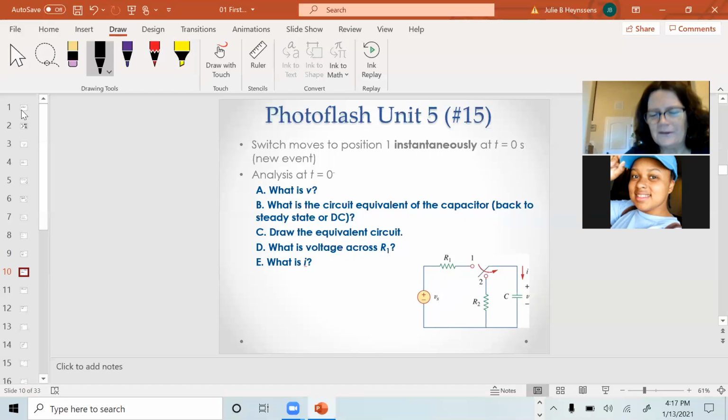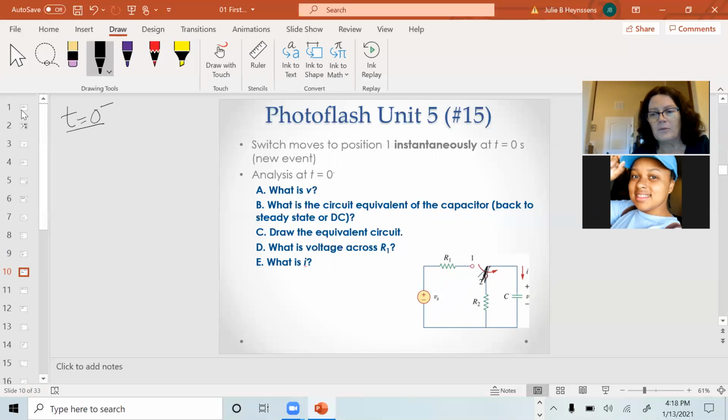Now we have a new event. What I'm going to do here with this analysis is start out at some arbitrarily defined t equals 0 with the switch in position 2, and it's going to instantaneously move back to position 1. So I'm going to go through the same process. The last time, the first thing I did is draw the t equals 0 minus circuit. If you follow these steps, it will make things a lot easier.